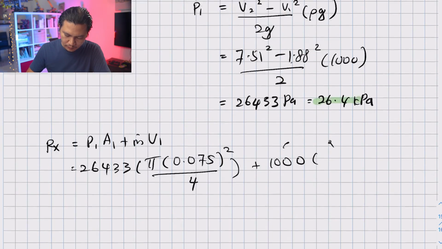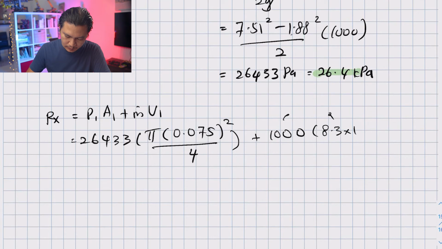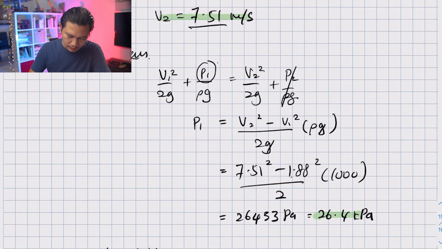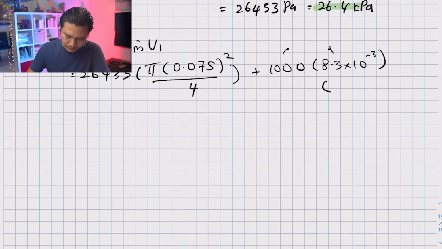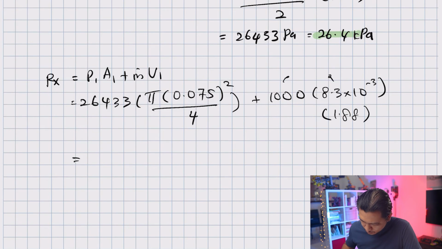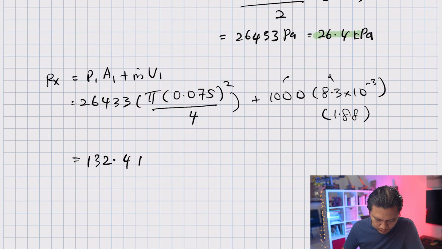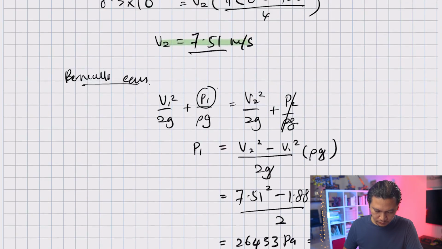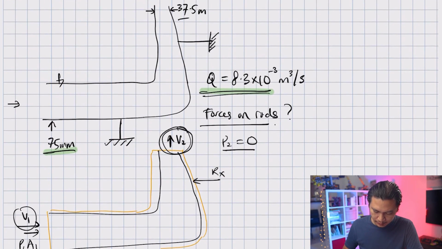Q is 8.3 times 10 to the power of minus 3 times V1, and V1 is 1.88. Let's see what is our Rx. 26433 times pi times 0.075 squared divided by 4 plus 1000 times 1.88 times 8.3 times 10 to the power of minus 3. And this is equal to 132.4 Newton. Okay, and that is your Rx, meaning that that is your force for this rod.